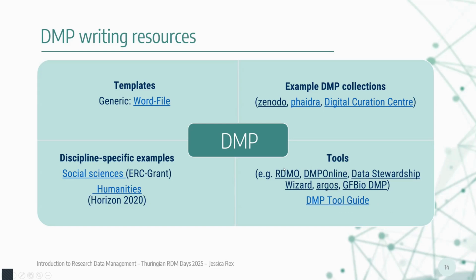Personally, if you are a researcher in Germany, I would always think, okay, RDMO is a good one to start, because it is a German tool and has a lot of templates for German funders like the DFG and so on. But generally, they're all good choices. It's not really that one is very much better than the other. It just depends on what you want and what you need.